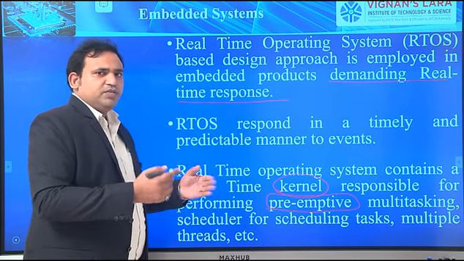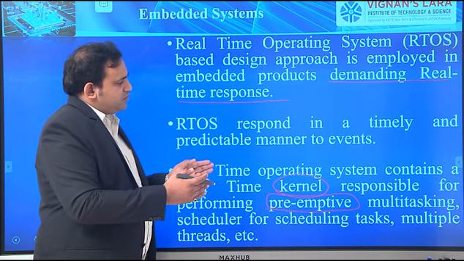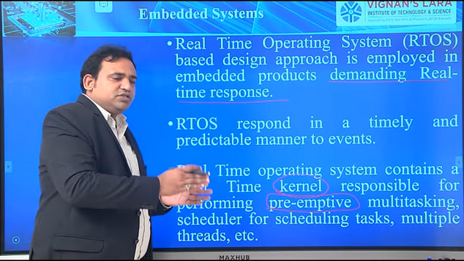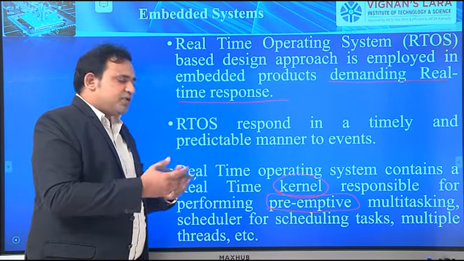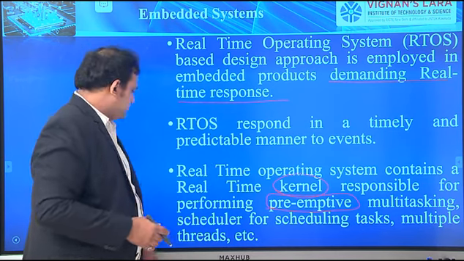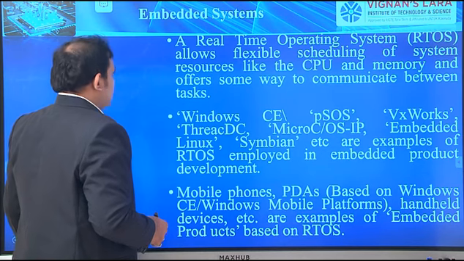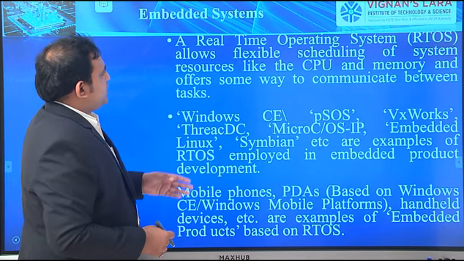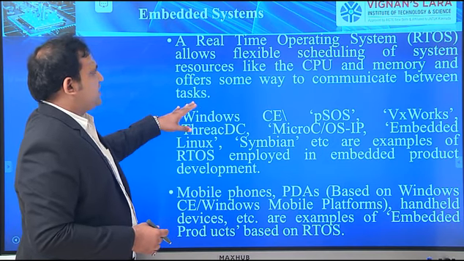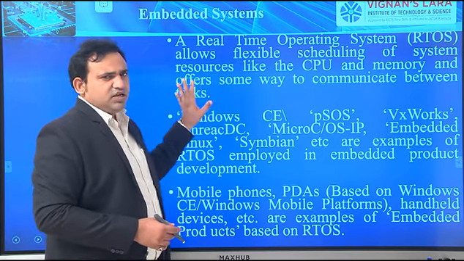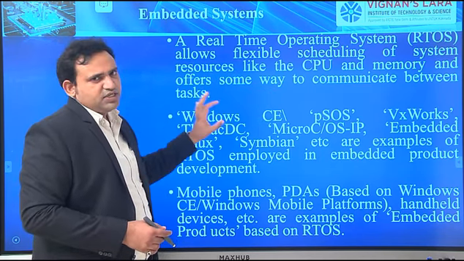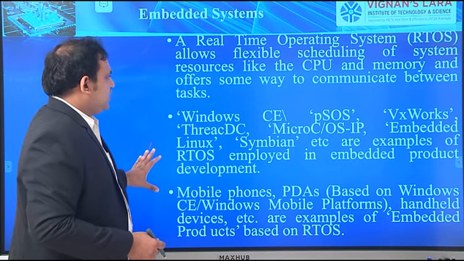Anyway, preemptive means that if we get some interrupt, we can stop the task, go service the interrupt and come back later. So it is said to be a preemptive operating system. A non-preemptive operating system means a task must not be interrupted. A real-time operating system allows flexible scheduling of system resources like CPU and memory, and offers some way to communicate between the tasks. These are the general resources you can access: CPU, memory, registers, the communication ports, all these things.